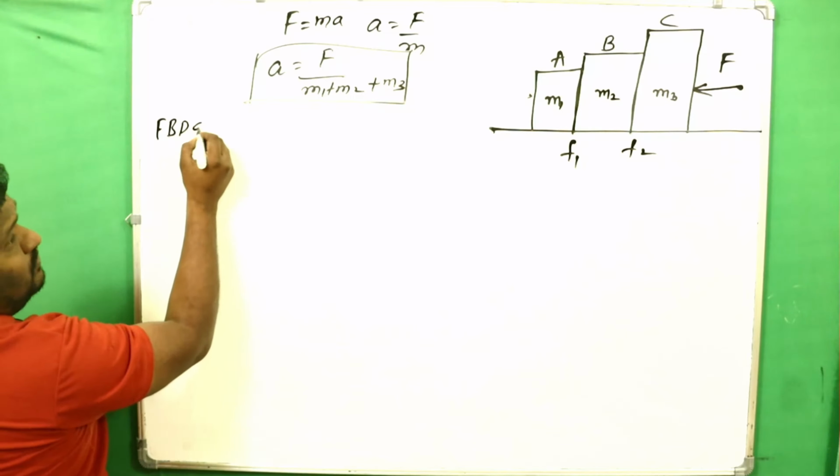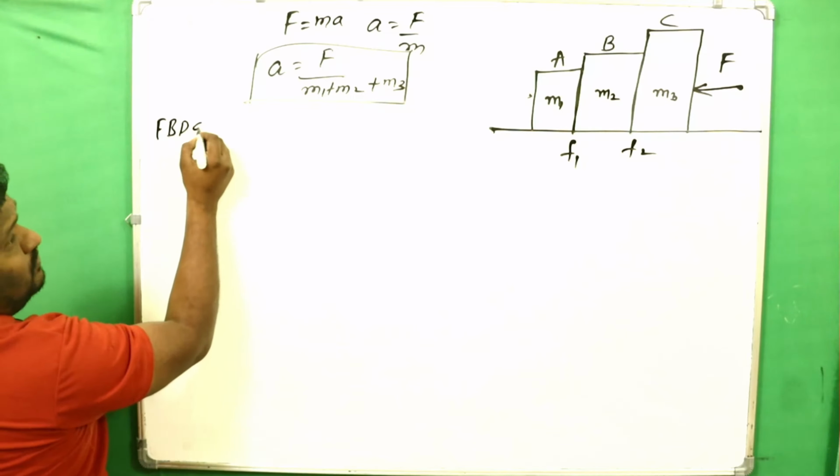Again, according to the second law, net force is what? m3a. So this is one equation: F minus F2 is equal to m3a. And next, the free body diagram of the second one.